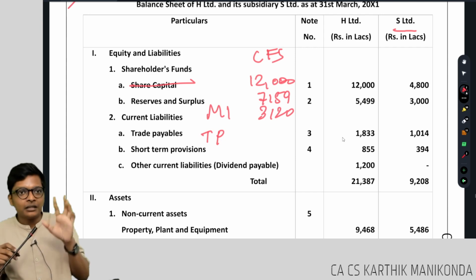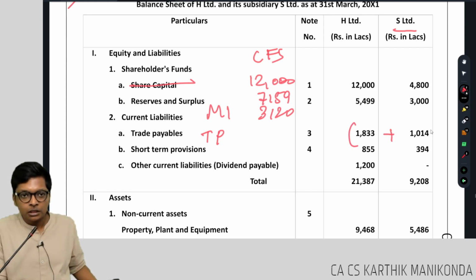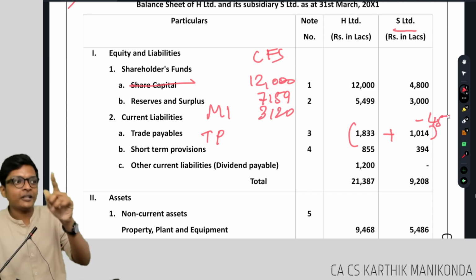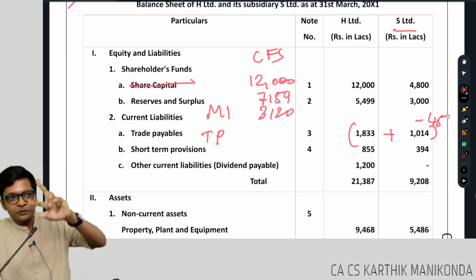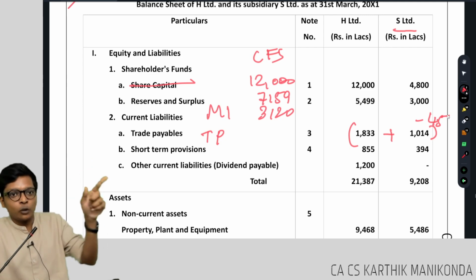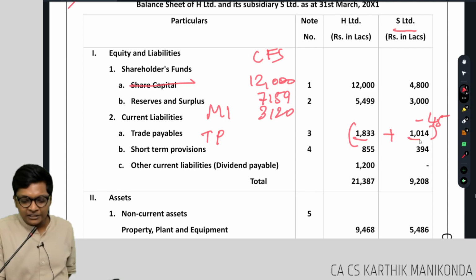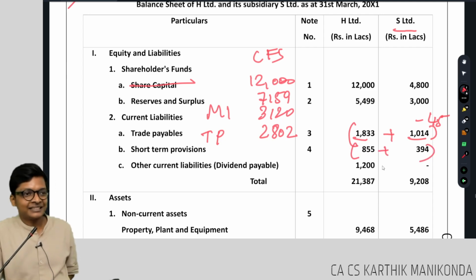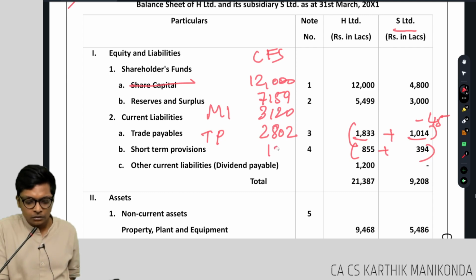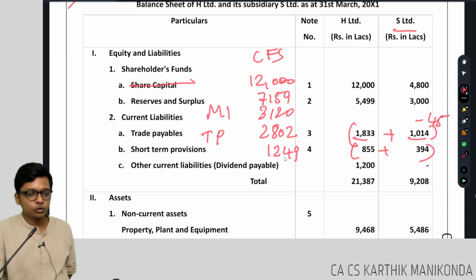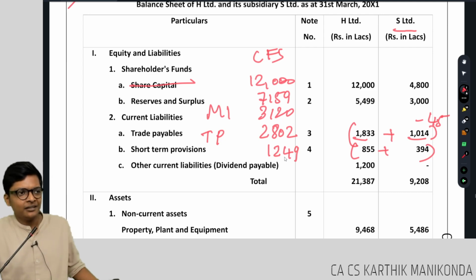Now it's line by line addition. 1833 plus 1014. Anything else? Minus 45. Remember the template I gave you, H plus S minus step 7. Step 7 is what? 45. So 1833 plus 1014 minus 45, how much? 2802. Short term provisions, 855 plus 394, how much? 1249. Super.